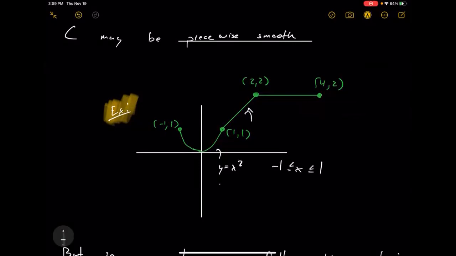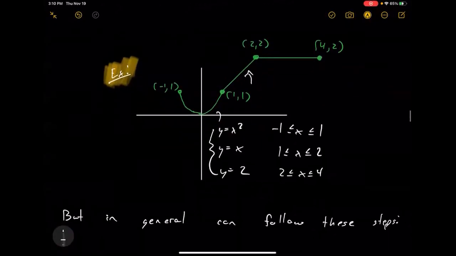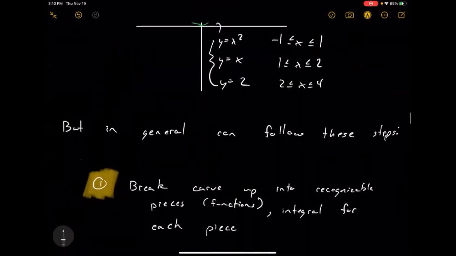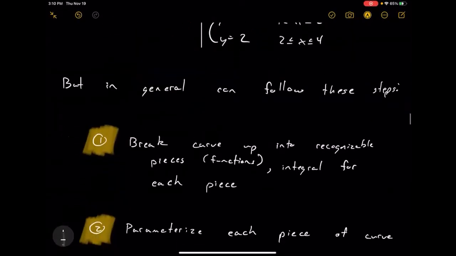And then from here, what do we have? We have y equals x from x equals 1 to x equals 2. And then we have y equals 2 from x equals 2 to x equals 4. Okay, so we have this piecewise definition of our curve. So that makes things maybe slightly more difficult, but it's really just one extra step.